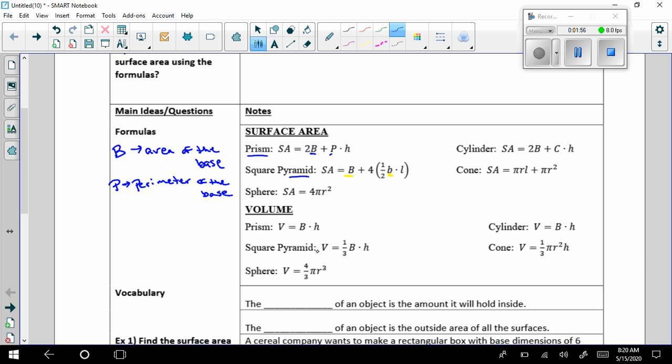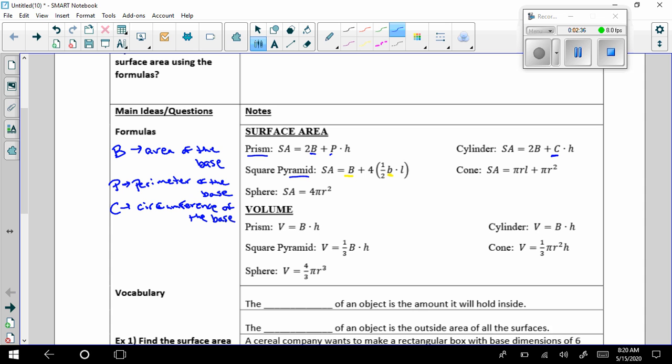Let's see what other ones we have here. We have C. It's there because the base is a circle, so remember C is circumference. Same thing as P, only for a circle. So that hasn't really changed. Circumference of base. And that looks like it's really it.